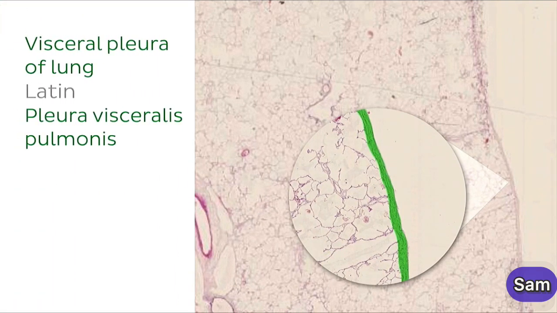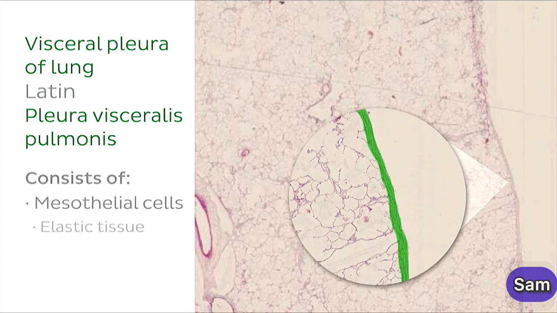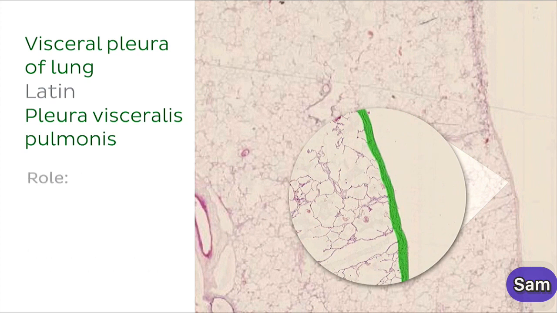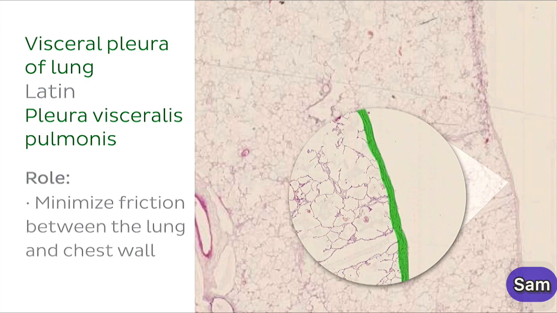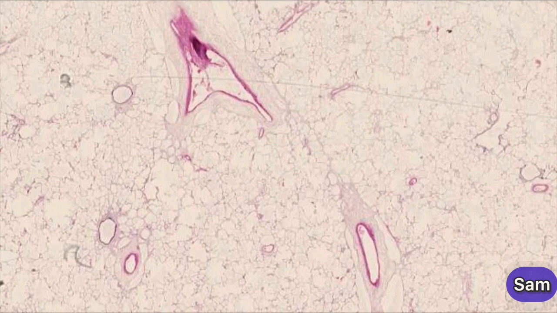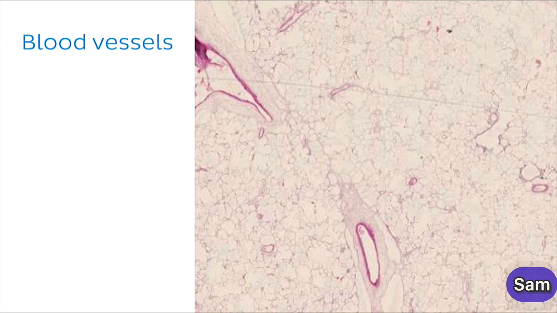and this is the portion of the pleura covering the lungs. The visceral pleura consists of mesothelial cells, elastic tissue, and a sparse fibrocollagenous substrate mainly around blood vessels and lymph vessels. Its role is to minimize friction between the lung and the chest wall, which is also lined by another pleural membrane, the parietal pleura. So before we proceed to discussing the different parts and the features of the bronchial tree, it's of course best if we familiarize ourselves with the pulmonary vasculature.